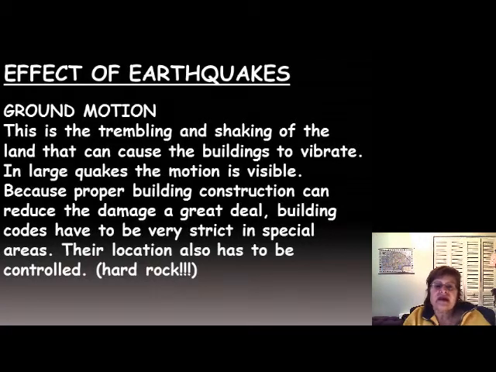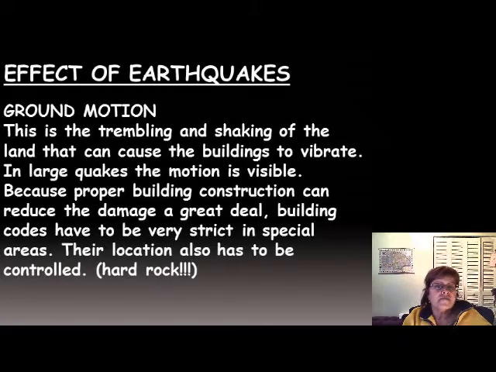And now we are at the effects of earthquakes. So make sure that you know all of them because I will ask it, so you have to list them all. The first one is the ground motion. And the ground motion is the trembling and shaking of the land that causes the buildings to vibrate. If you have a big earthquake, actually you can see the motion going through the earth, and also the buildings are swaying.